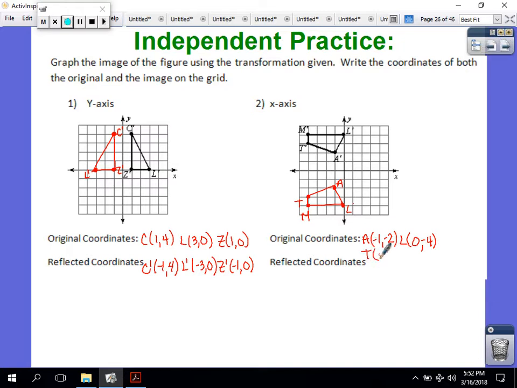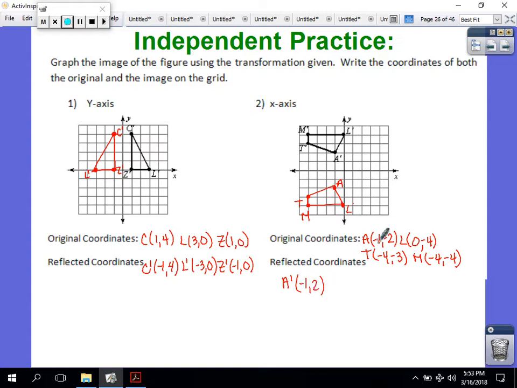For T, it is left 1, 2, 3, 4, down 1, 2, 3. So negative 4, negative 3. And for M, it's left 1, 2, 3, 4, down 1, 2, 3, 4. So negative 4, negative 4. All right, for our new reflected, which they gave us, A prime is left 1, up 2. So negative 1, positive 2.